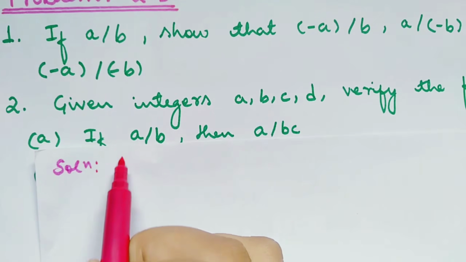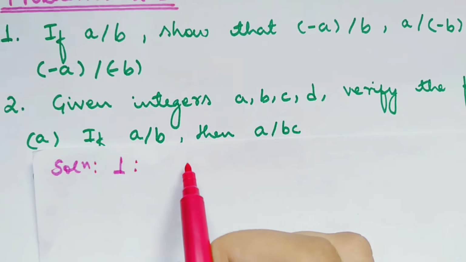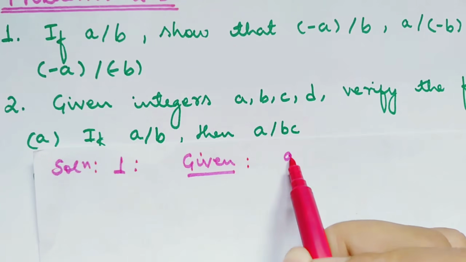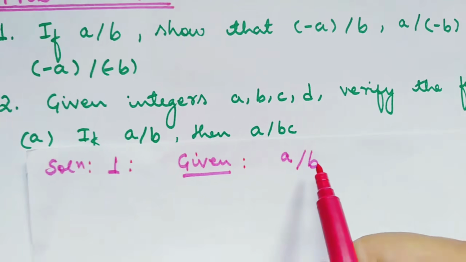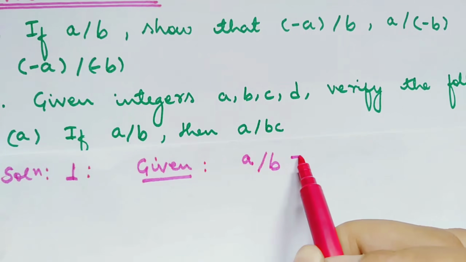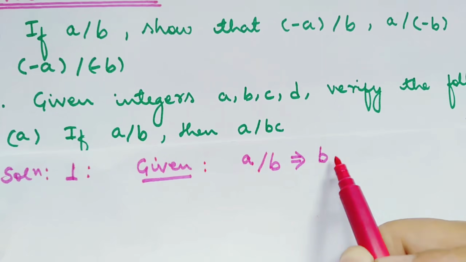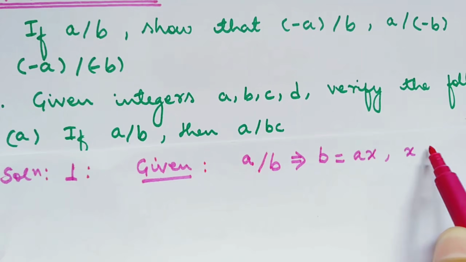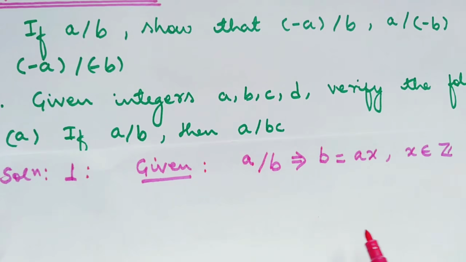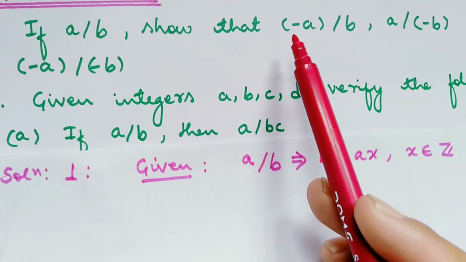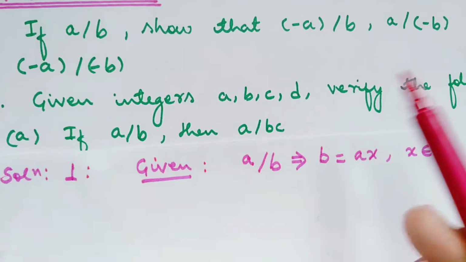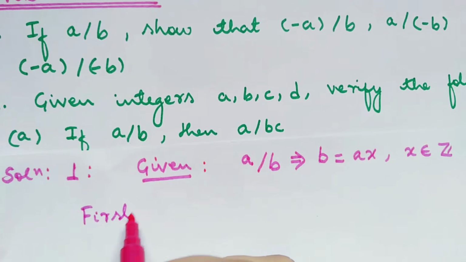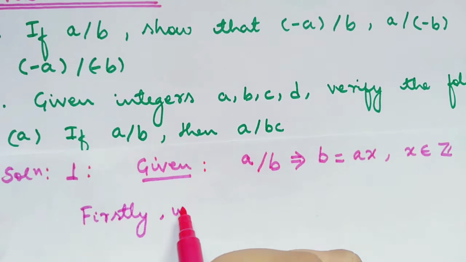Solution number 1. It's given to us that A divides B. So if A divides B, we can write B as A into some integer x, where x is an integer. First we show that minus A divides B.